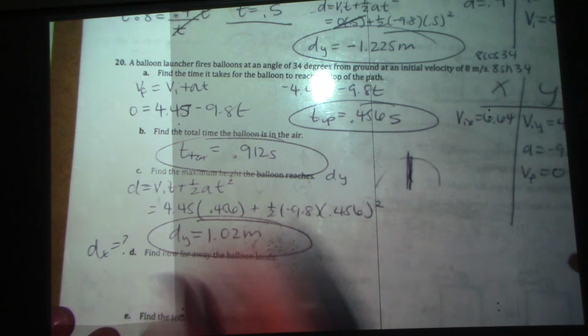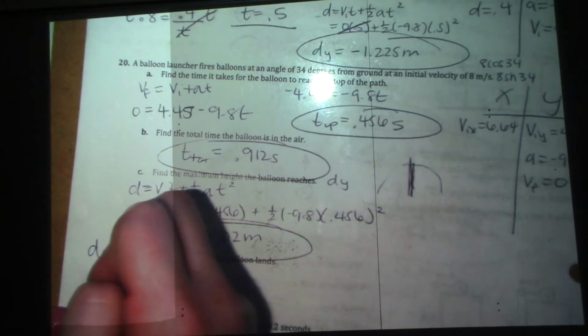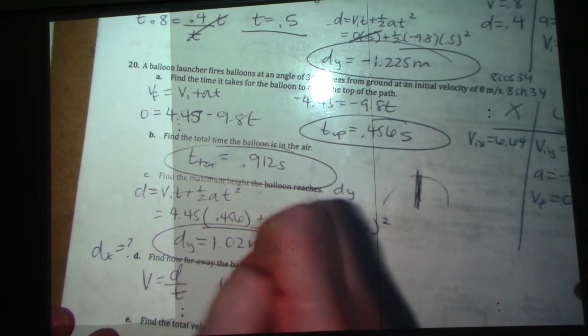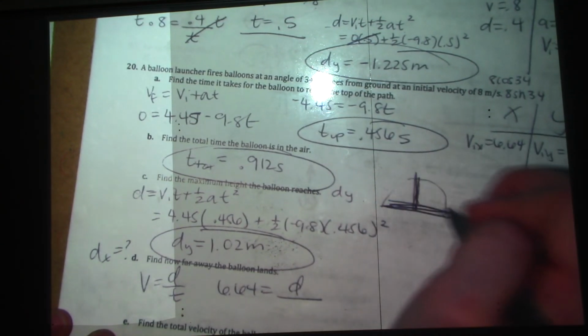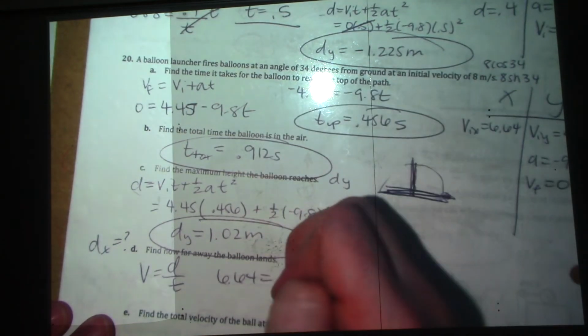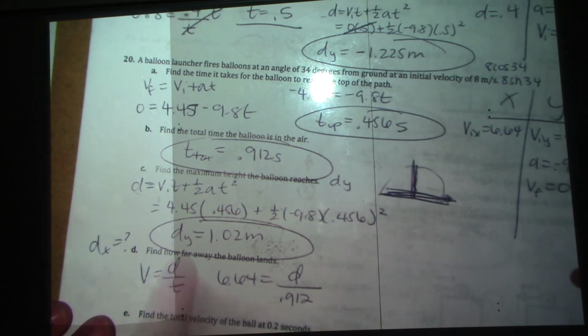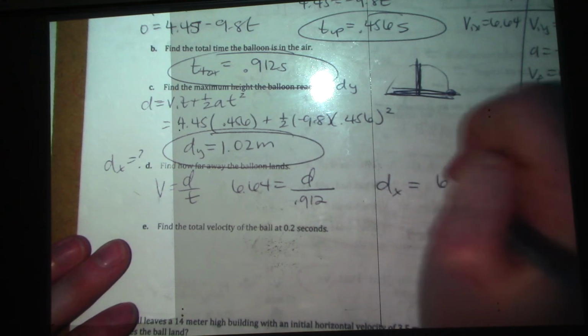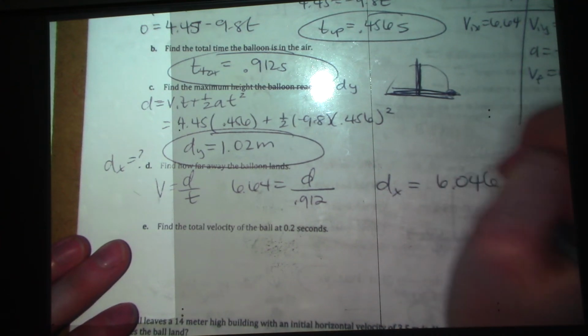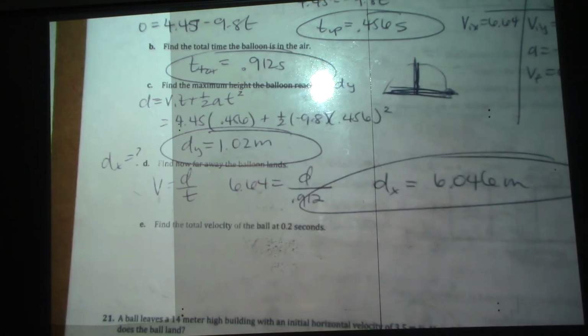How far away the balloon lands is asking for your x distance. For x, we always use v equals d over t. Use your x velocity. And I'm looking at the very, very end for the x distance, so I want to use t total, the 0.912. And now we're just going to multiply that by 0.912, and that gives me an x distance of like 6.04 something. You don't have to put all the decimals. I don't know why I did 3 in this case.